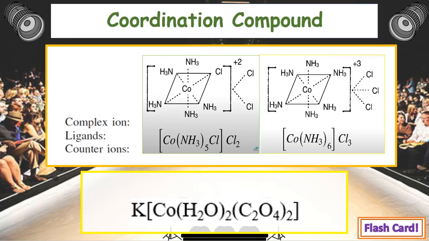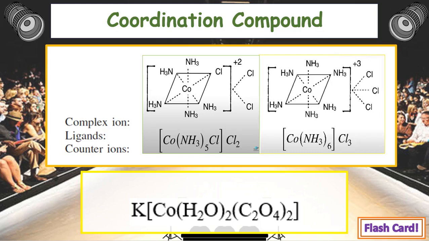But wait, what if we didn't want a charged complex ion, but instead a neutral compound? How are coordination compounds formed? Well, first, coordination compounds contain one or more complex ions and associated counter ions of opposite charge to maintain the neutral coordination compound that we'll see.